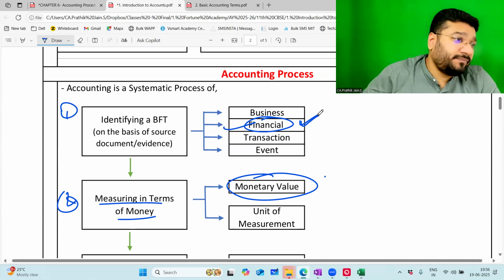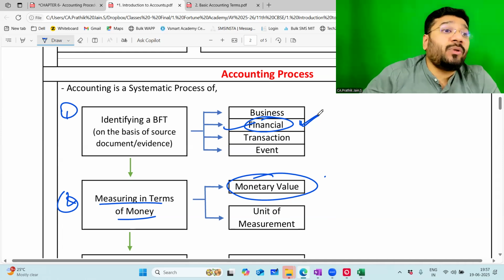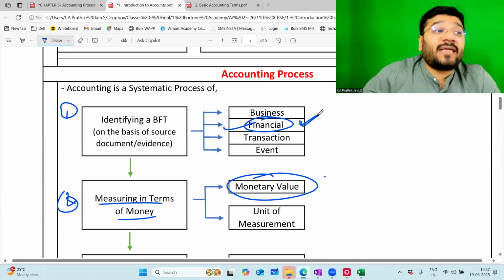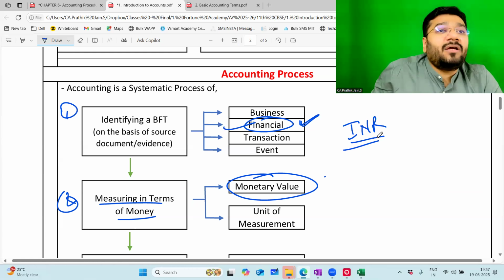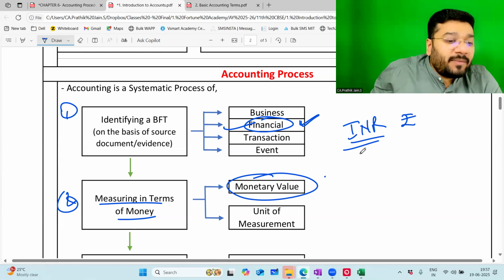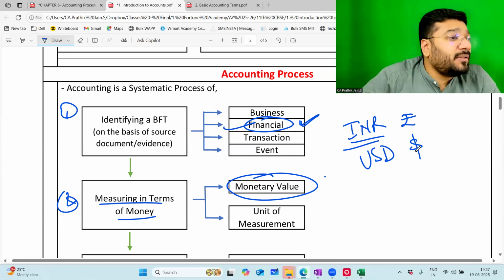Sir, example, sir. When we do business in India, there are some businesses which do only domestic sale. Means they supply the goods only in India. So when you sell the goods in India, in return the money you get is in INR. INR is a currency. INR means Indian rupees. You have something called USD, the US dollar. You have the Australian dollar, Canadian dollar, Japanese yen.